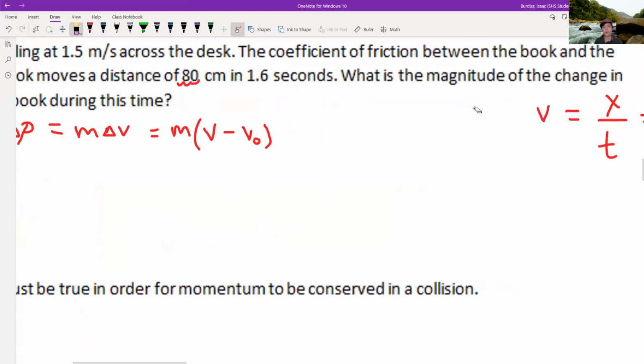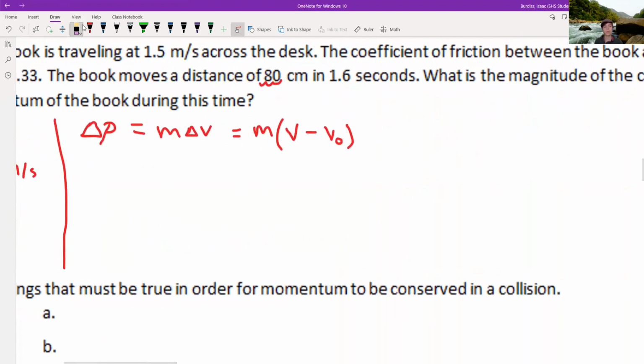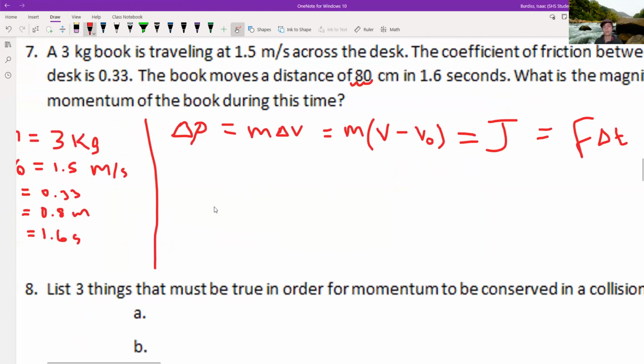Remember that that's not the only thing that change in momentum equals. I already said at the beginning, it also equals impulse, which is force times change in time. So the force, well, we have a frictional force. And what does the friction force equal? It equals mu mg in this case. If you don't understand that, just watch the dynamics video.